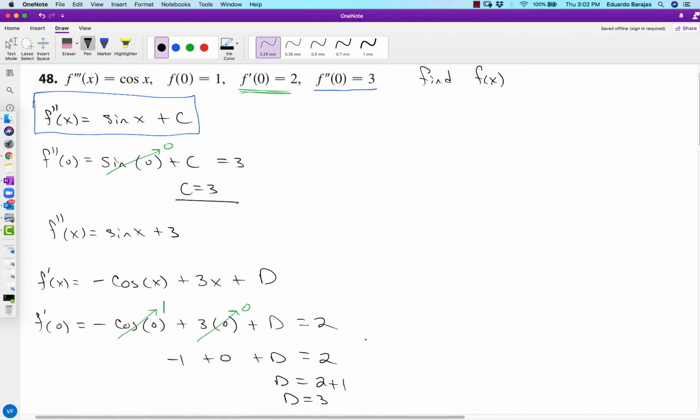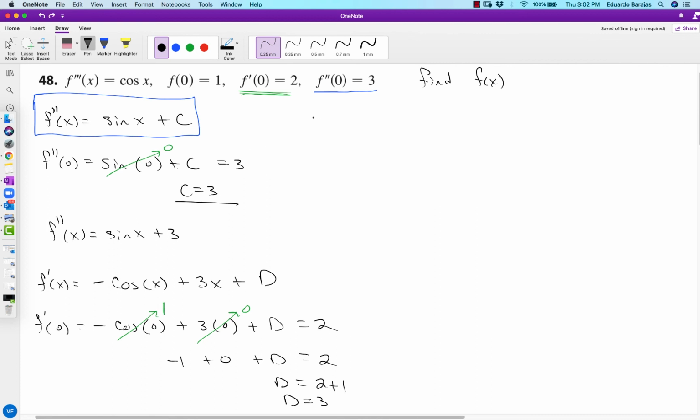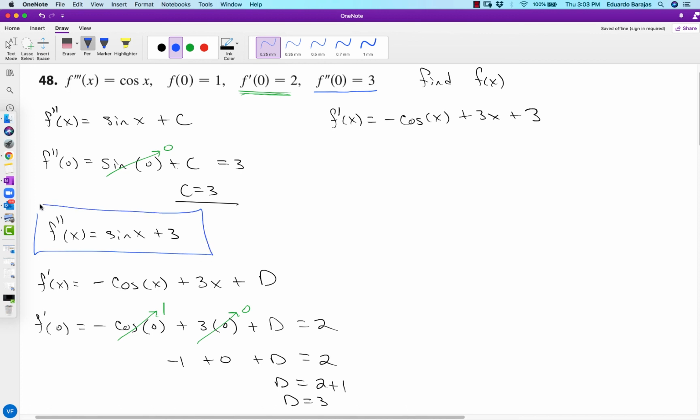So we can combine that information to identify that that first derivative is equal to negative cosine of x plus 3x plus d, but that d is now a 3. And you know what, actually I shouldn't have boxed up this one. I should have boxed up this one after we figured out the value of c. And so now we can box up this one, and now we have that first derivative as well. One more layer to go.